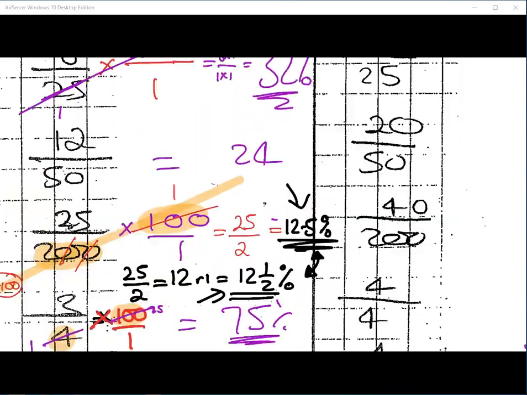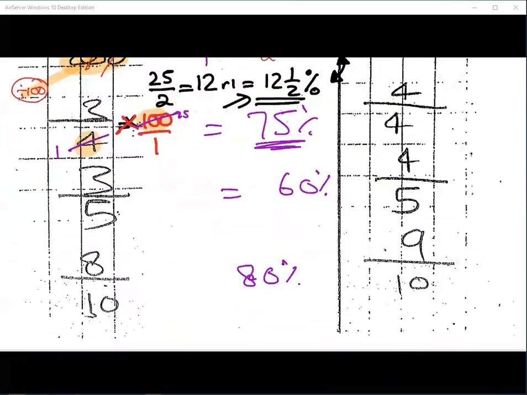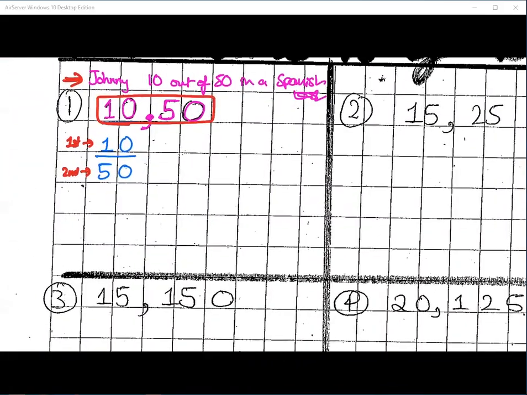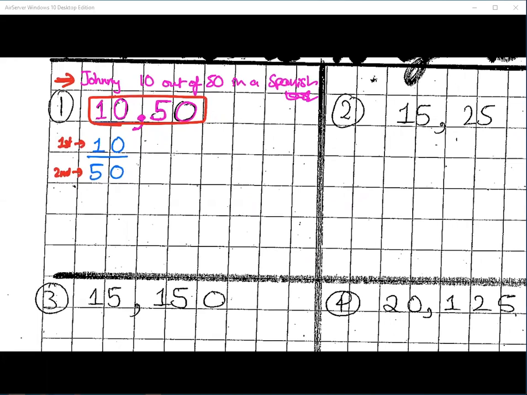This is called the traditional method or the equivalent method. Which method do you want me to use for this one? The equivalent method. Okay, that's lovely. I'm happy with that. It's a robust method. What goes on the bottom here? 100. So we're trying to change 50ths into hundredths.